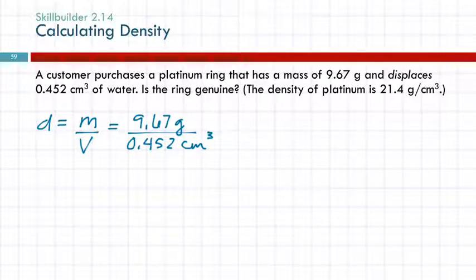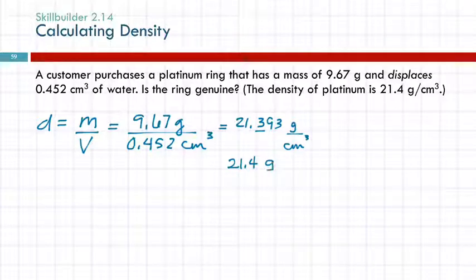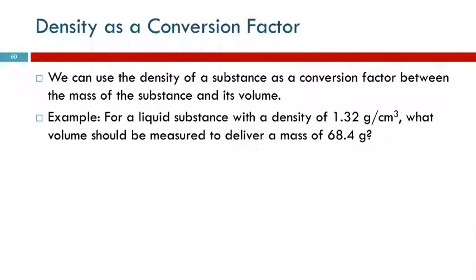9.67 divided by 0.452. And here's another one with 3 sig figs. 21.3, there's my 3 sig figs, write down 2 more. Units, gram per cubic centimeter. When I round that, I get 21.4 grams per cubic centimeter. Oops, I meant to do that.